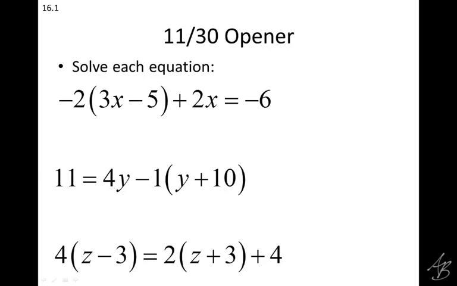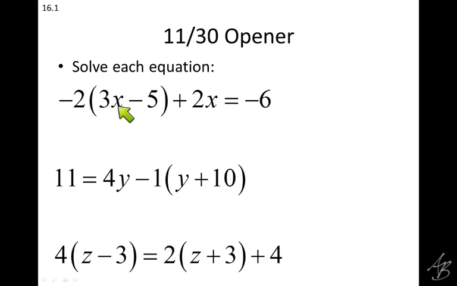What do all three of these equations have in common? What is it about all three of these that they're more or less the same type of equation? In each of these equations, we have more than one variable. At least the variable we have is in more than one place.